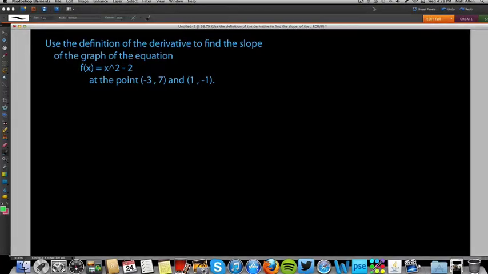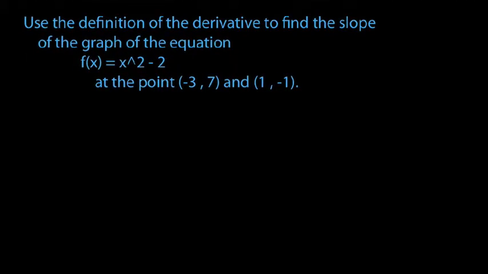Hello YouTube, in this video we're going to use the definition of the derivative to find the slope of the graph of x squared minus 2 at a couple of different points, the point (-3, 7) and the point (1, -1), which I can assure you are both on the graph, okay?